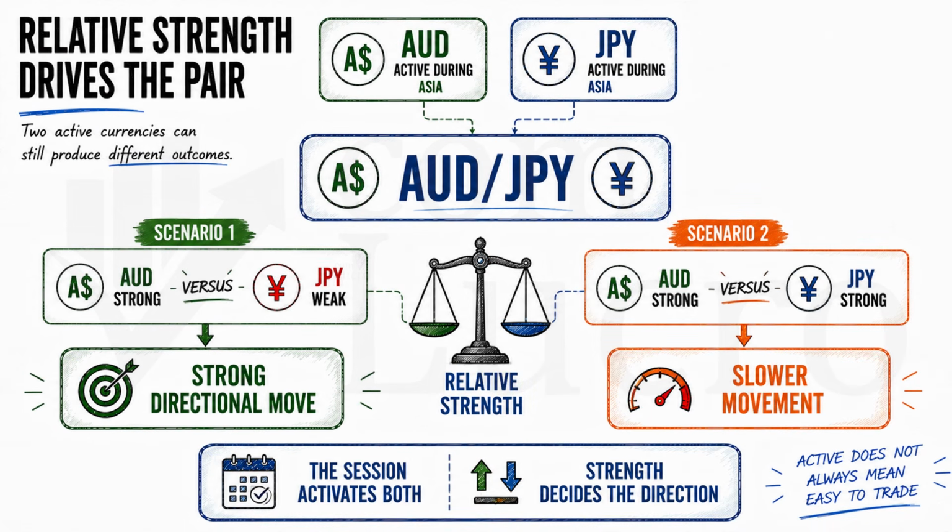A pair involving two currencies that are active in the same session can behave differently. For example, AUD/JPY combines the Australian dollar and the Japanese yen, both of which can receive considerable participation during the Asian session. In this situation, price movement depends on the relative strength of both currencies. If the Australian dollar is strengthening while the yen is weakening, AUD/JPY may produce a strong directional move. If both currencies are moving with similar strength, the pair may become slower, less directional, or more difficult to trade.